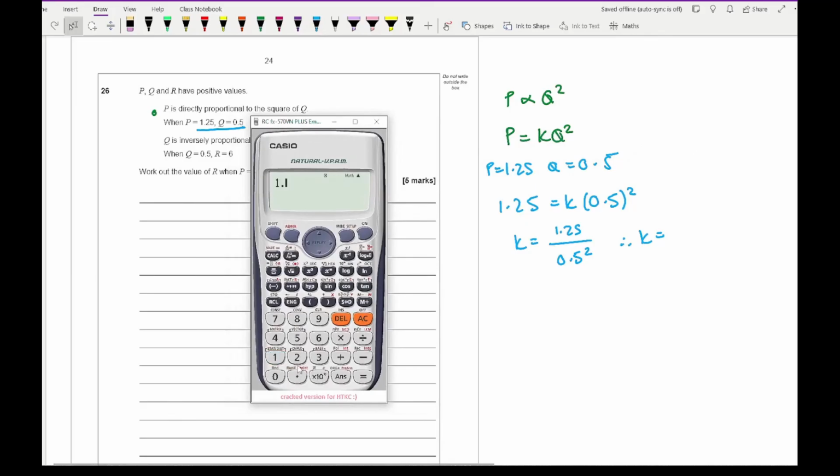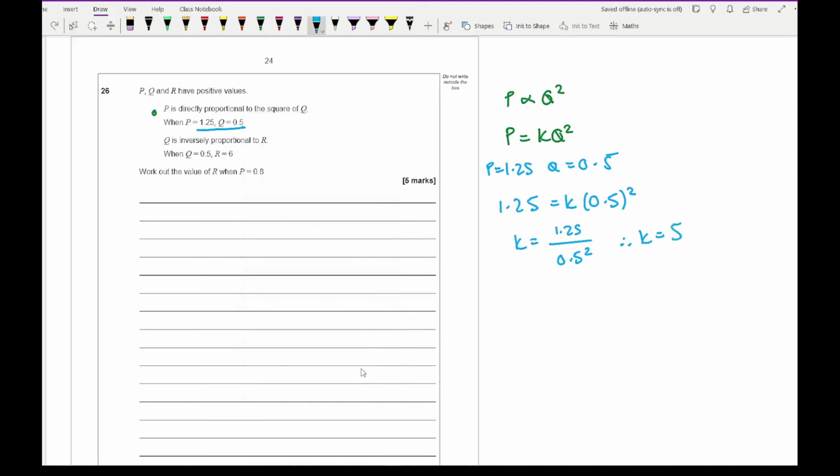So I've got 1.25 divided by 0.5 squared, press equals, and that gives me a K value of 5. So the formula for this is P equals 5Q squared. Now in terms of the second bit of information I've got, Q is inversely proportional to R.